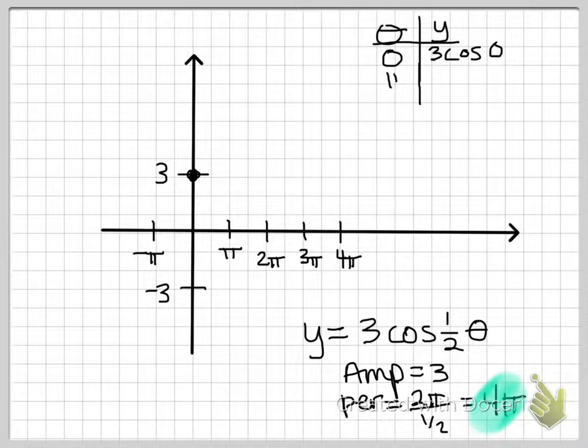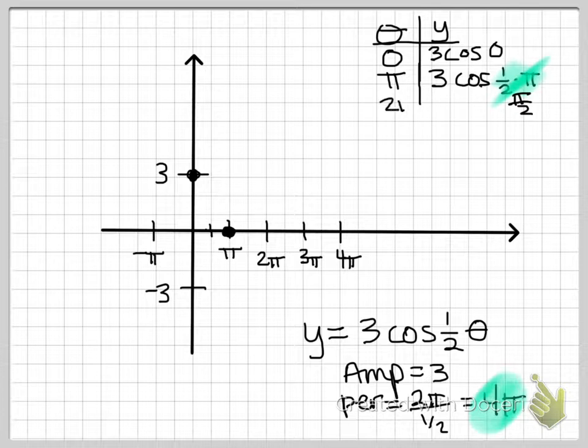Plug in pi. 3 cosine 1/2 times pi. Do the 1/2 times pi first. 1/2 times pi is pi over 2. The cosine of pi over 2 is 0. So 3 times 0 is 0. The value at pi is 0. It looks like I'm going to get a pretty good pattern here without using this pi over 2 value. So I'm good without doing that at this point.